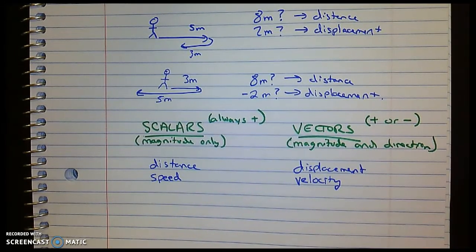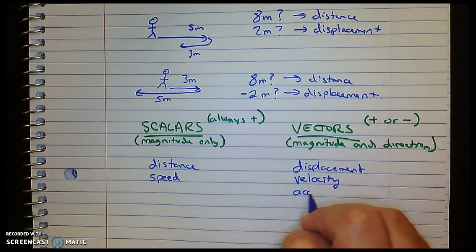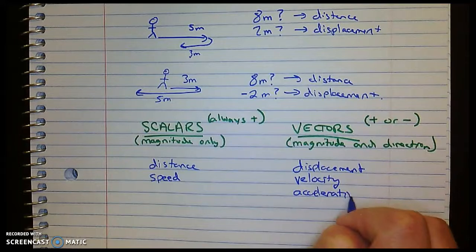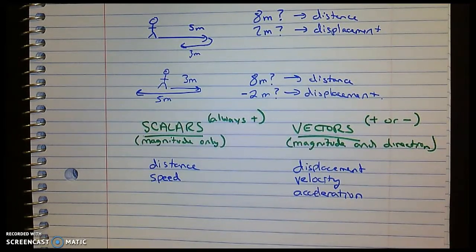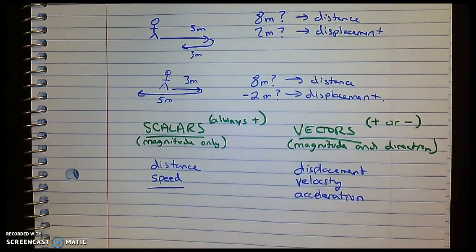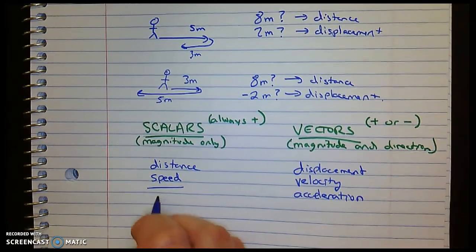If you recall, acceleration was a vector because it was change in velocity, which was speed and direction. So acceleration is a vector. There is no scalar form of acceleration. Something that doesn't have a direction would be like time.